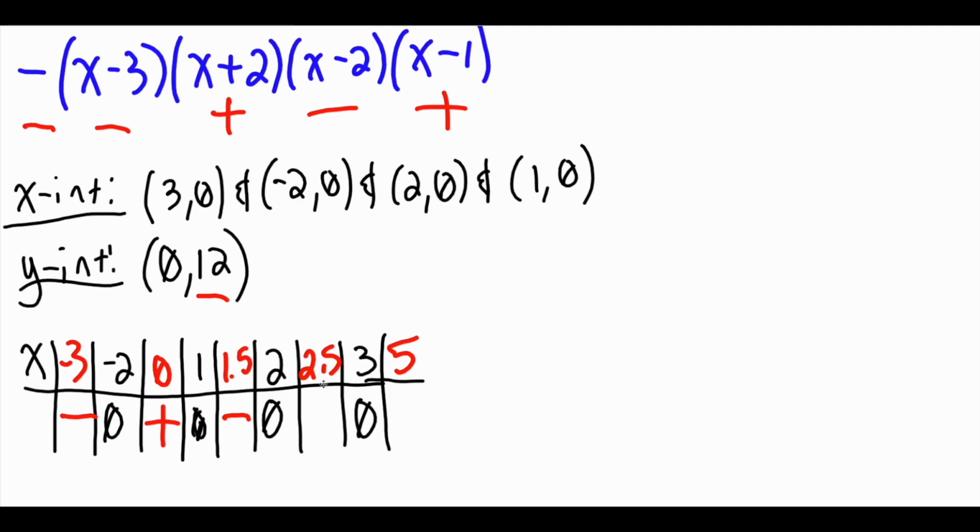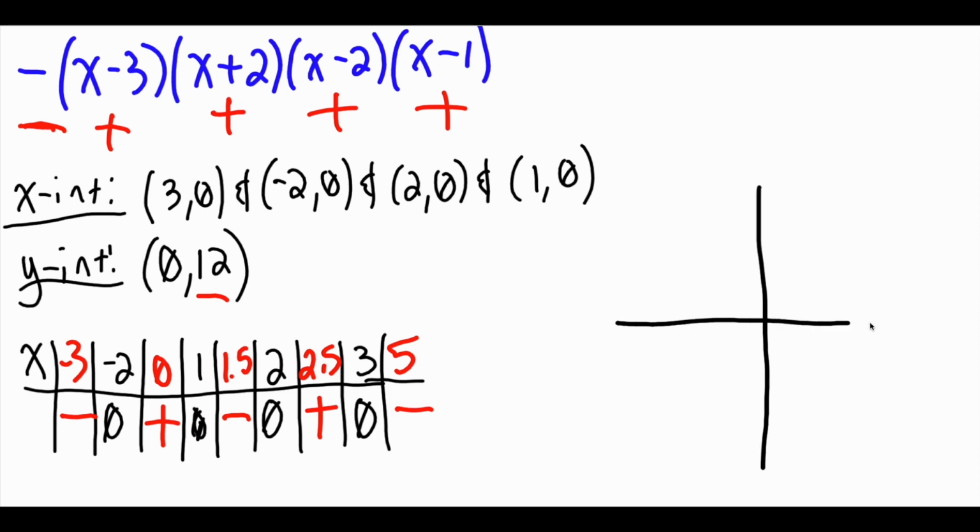2.5 again, I'm just going to look at my negatives. This one is always negative. 2.5 minus 3 is negative. 2.5 minus 2 is positive. 2 negatives means positive. And the last thing, 5, well, this one's always negative. 5 minus 3 is positive. 1 negative means negative.